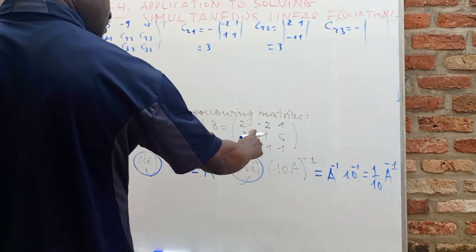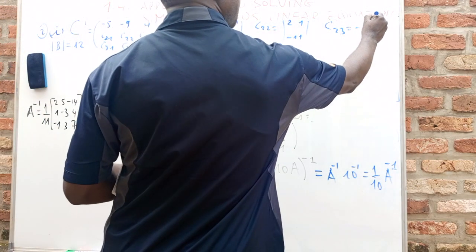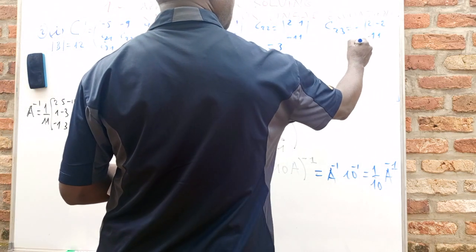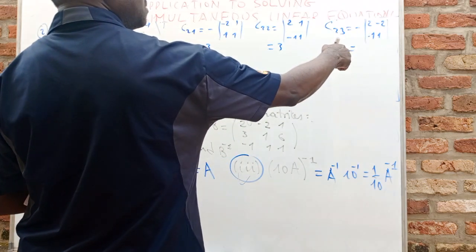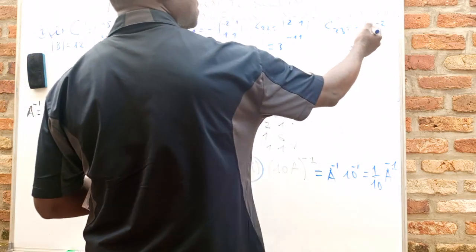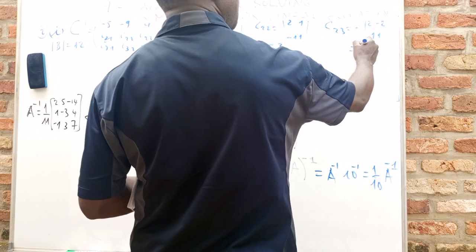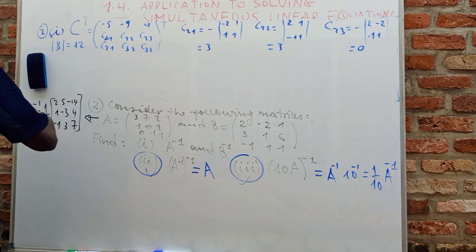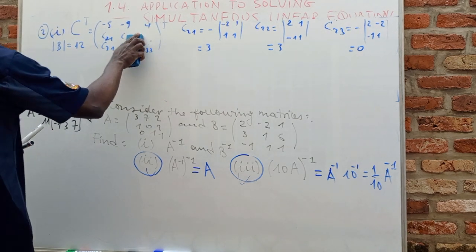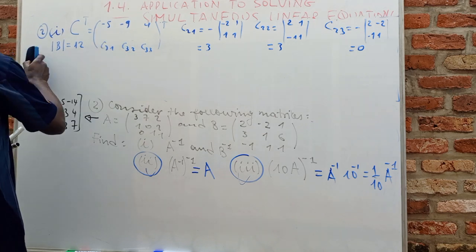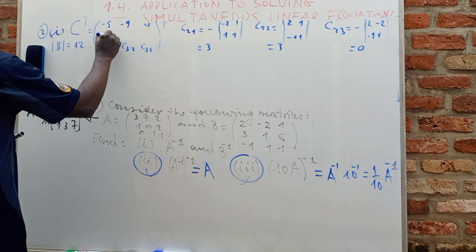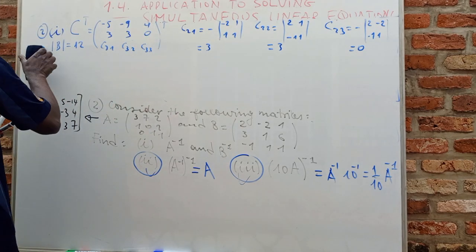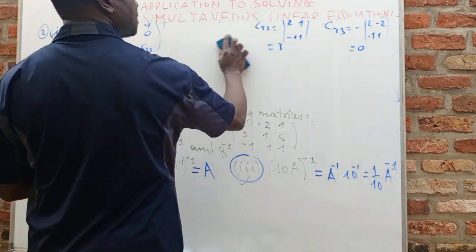Here we have 2 negative 2 and negative 1 1. So the result, 2 minus 2 is 0. 2 minus 2 is 0, regardless of the sign. So finally these coefficients will become 3, 3, 0.